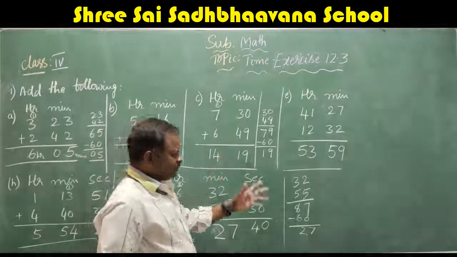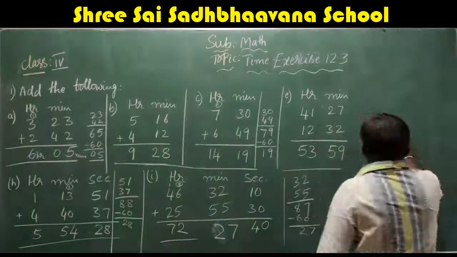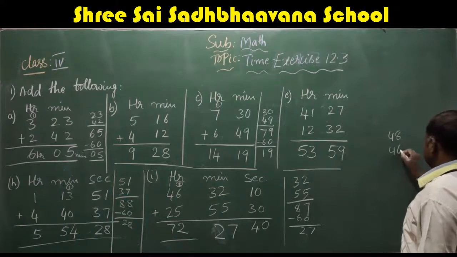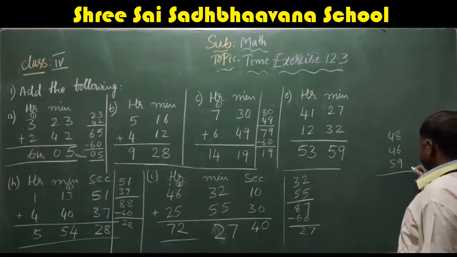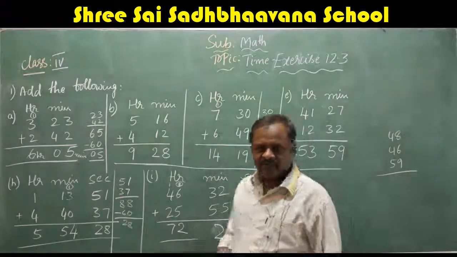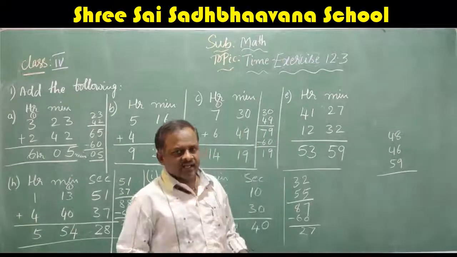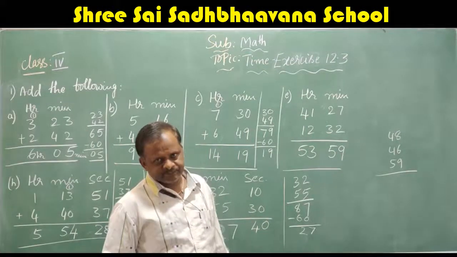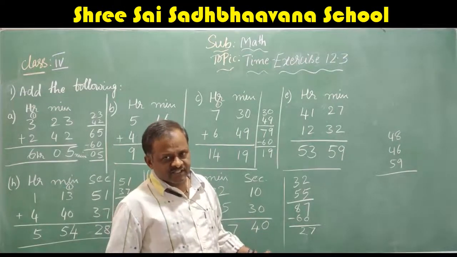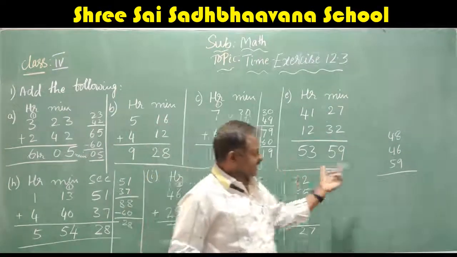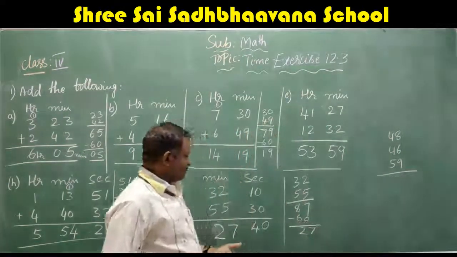If you add more than two items, like 48, 46, 59, you can get more than 120. Then you take 2 hours as the carry. If it is more than 60 or more than 120, you can take 2 hours as the carry.